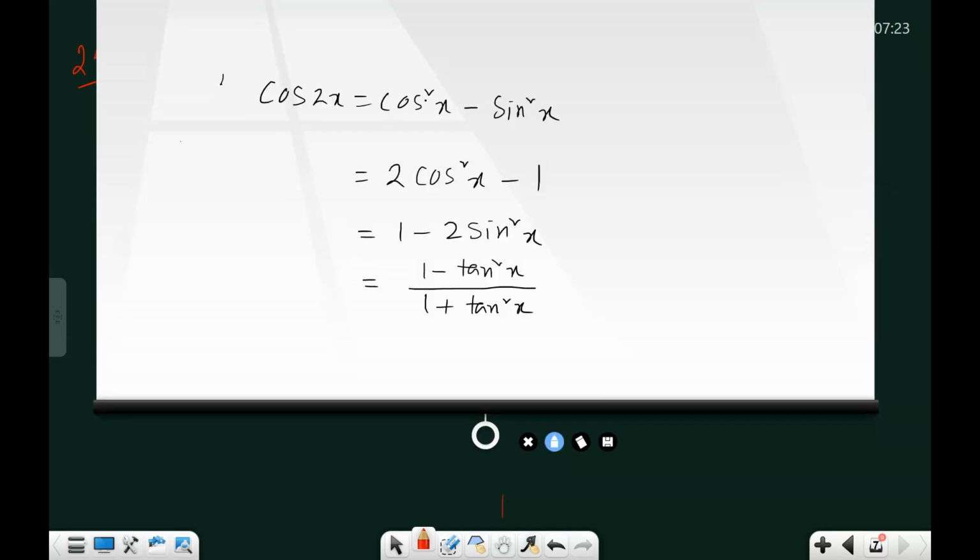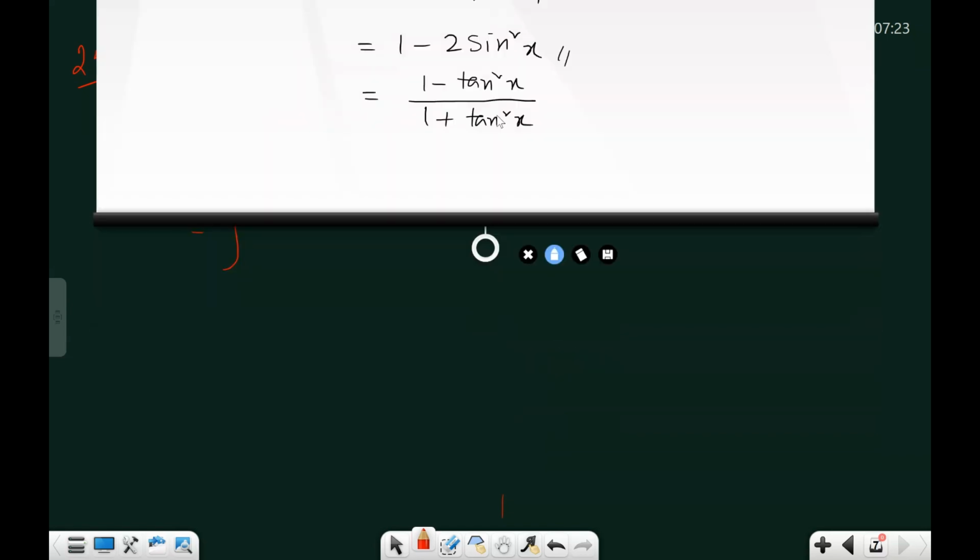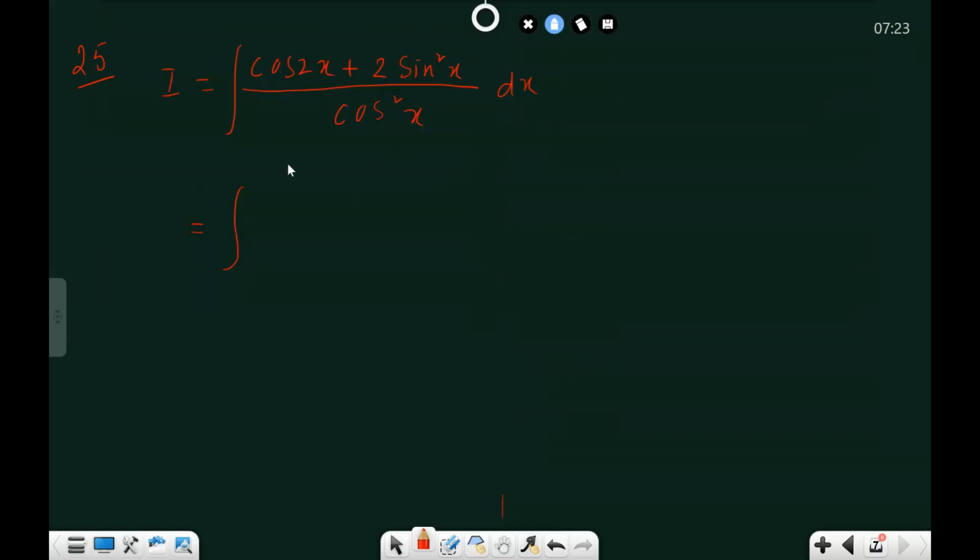The third part means this one, 1 minus sine twice x. If I use this in place of cos x, then you will get this. You see here, cos 2x can be written as 1 minus 2 sine square x, plus the remaining term, which is again 2 sine square x, and the whole thing is divided by cos square x dx, remaining the same.